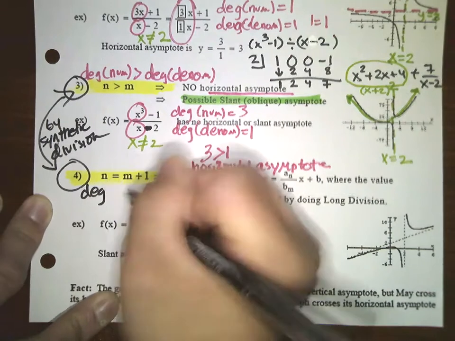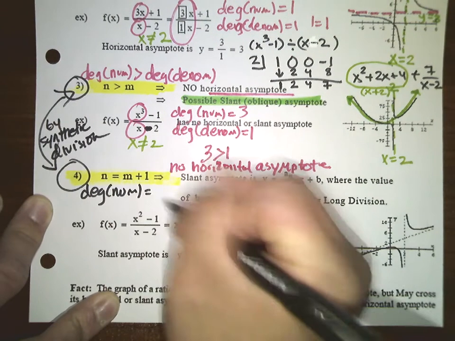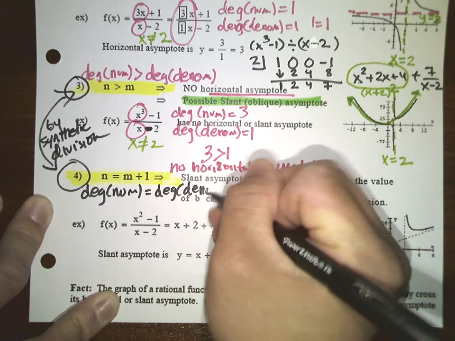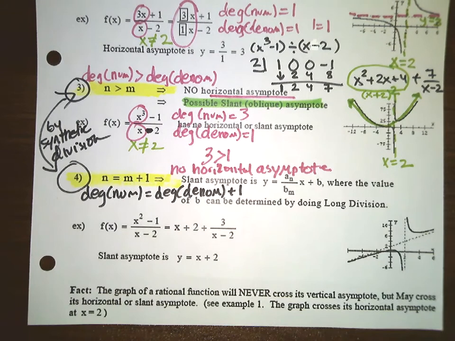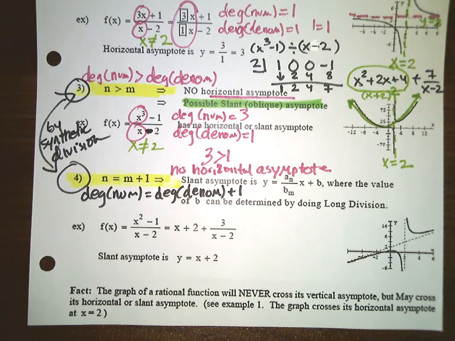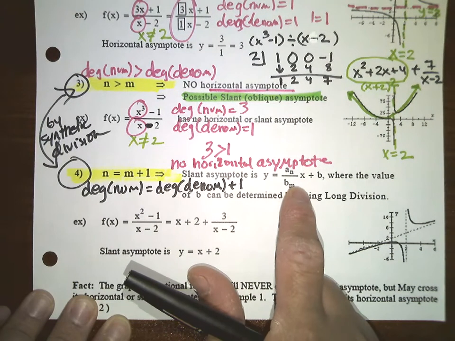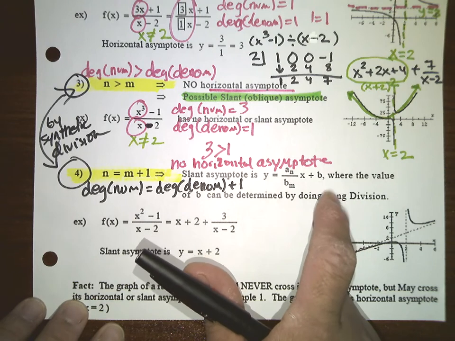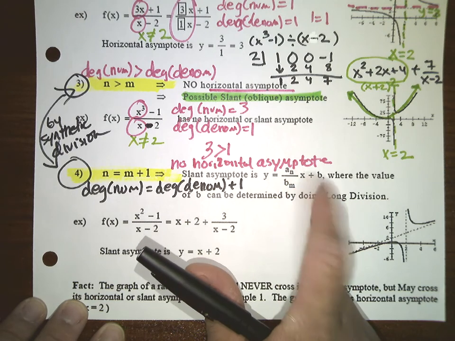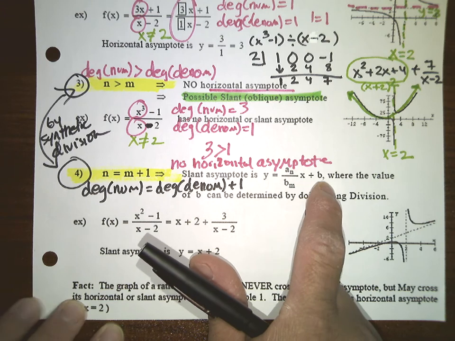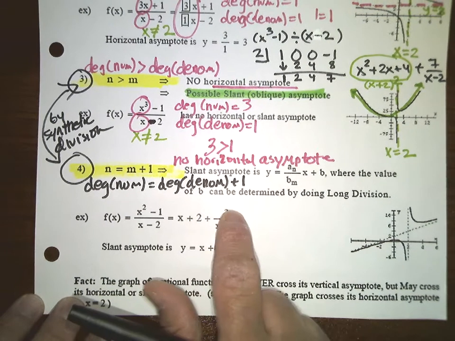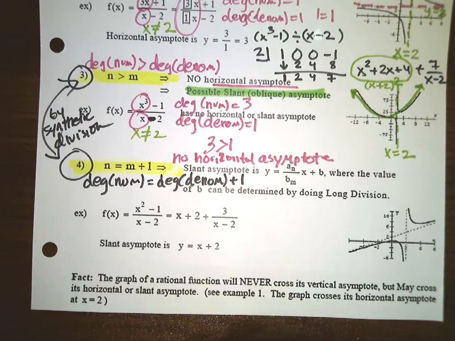So if the degree of the numerator equals the degree of the denominator plus 1, then you know that all you have to do is go ahead and go through this process here, all right? Now, it says the slant asymptote is an over bm plus x plus b, where the value of b can be determined by long division. So in other words, you should just use long division on this regardless to figure this out.